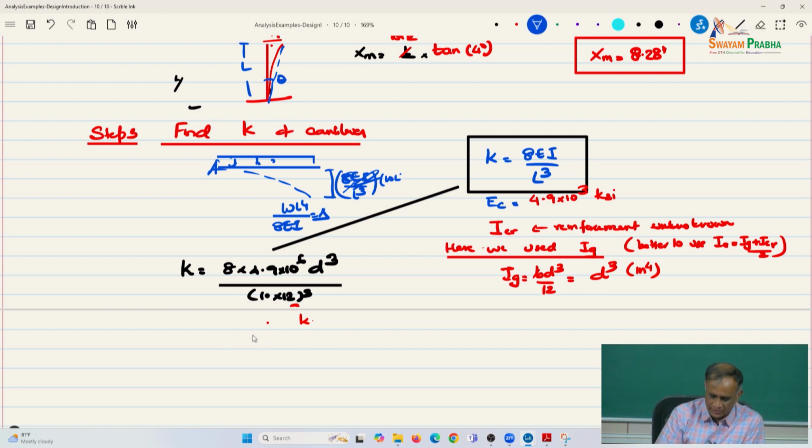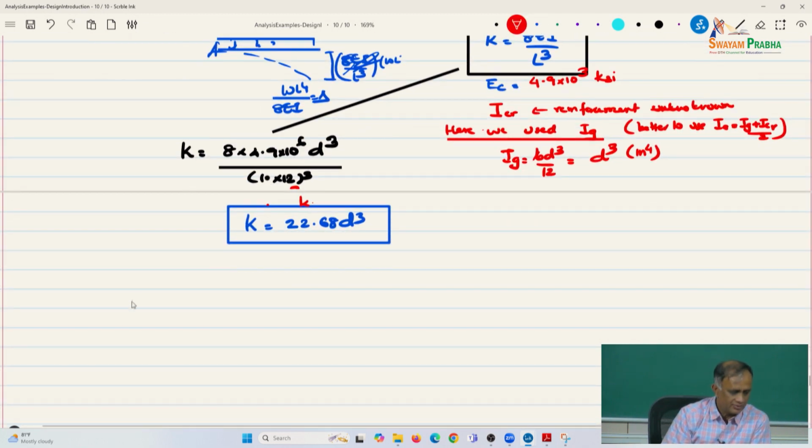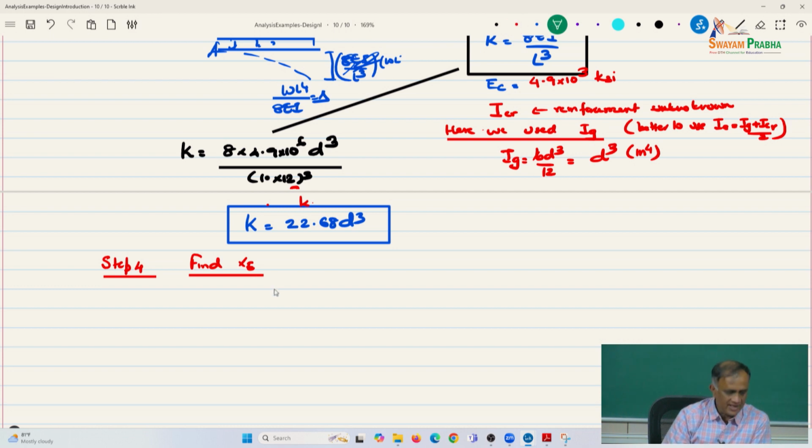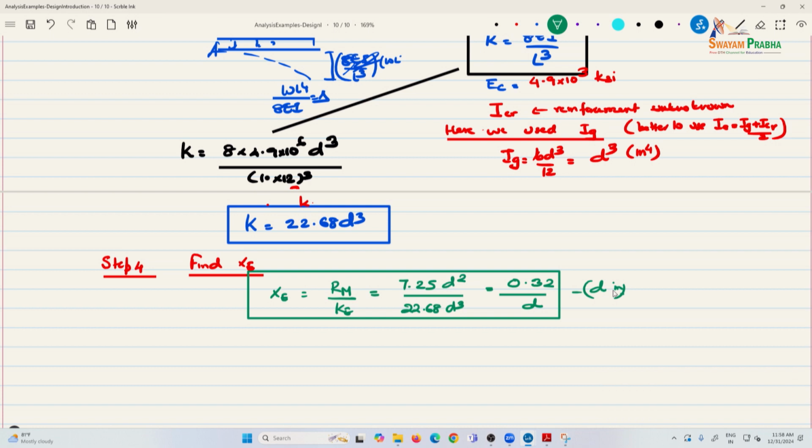So, K comes to 22.68 d cubed. Again, d is in inches. So, we are getting everything in terms of one variable now. So, then the next step is to find xe, which we have seen xe is equal to Rm by Ke. This is 7.25 d square by 22.68 d cubed. So, this comes to 0.32 by d, and d is in inches. Then the fifth step is your moment expression or the mass, sorry.